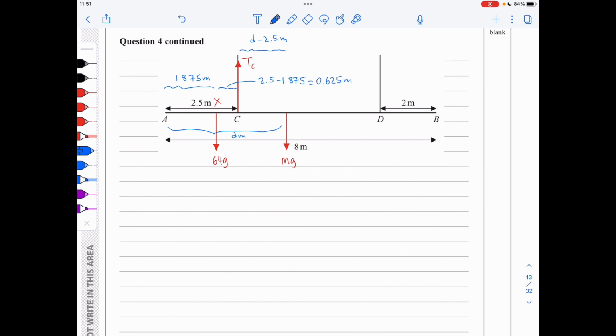So 2.5 minus 1.875 is equal to 0.625 meters. And I can now proceed by taking moments about C. We've got the capital Mg here acting in a clockwise direction about C at d minus 2.5 meters, and therefore its distance times force, the clockwise moment, is d minus 2.5 times capital Mg. This is equal to the anti-clockwise moment due to 64g, which is at a distance of 0.625 meters, so 0.625 times 64g. Now the g on either side cancels out. 0.625 times 64 is 40. So we've got d minus 2.5 times capital M is 40, which leads to M is 40 over d minus 2.5.